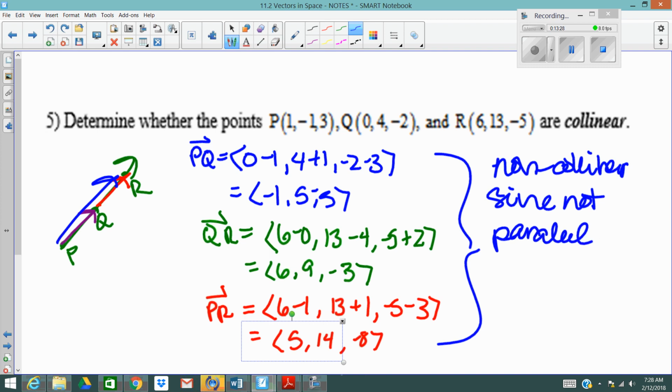All right, so as you've seen, working with three-dimensional vectors is very similar to working with two-dimensional vectors. We just have a third component.